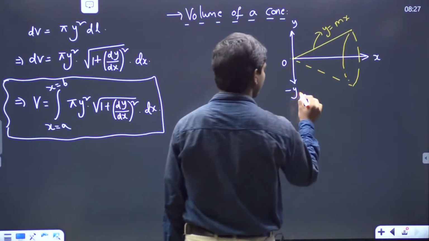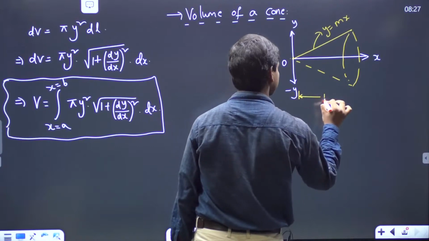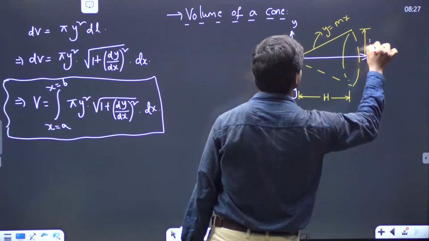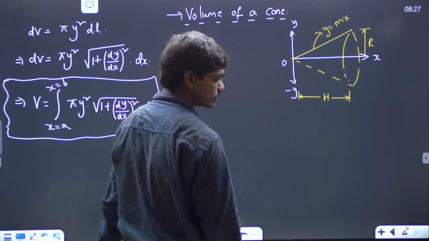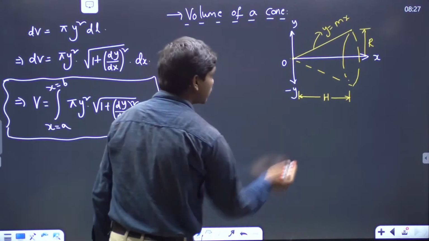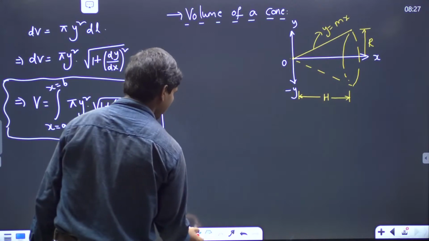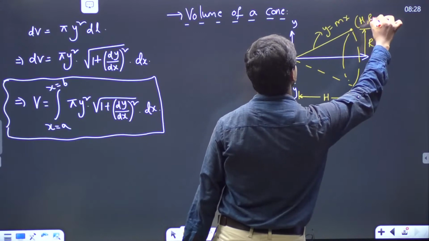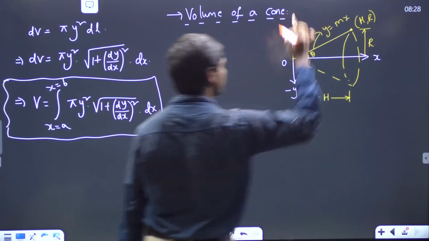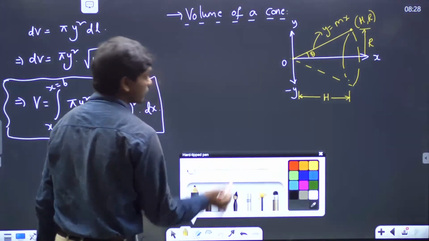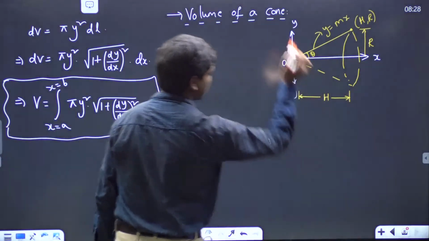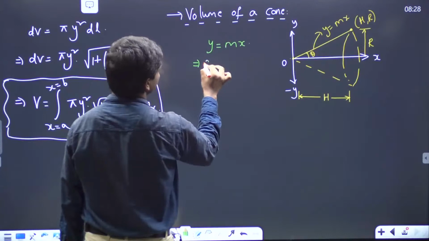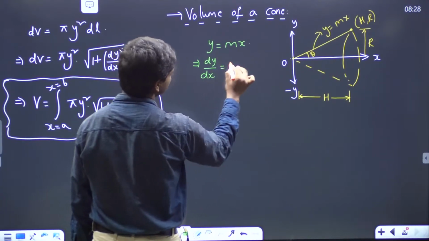Okay, so now we have a cone whose height is h and whose base radius is r. See, pi h. Now if this is the case, then this point is nothing but (h, r), and this is theta. Now if you use this expression, what's the equation? y is equal to mx. So this implies dy by dx is equal to m, basically the slope of this.